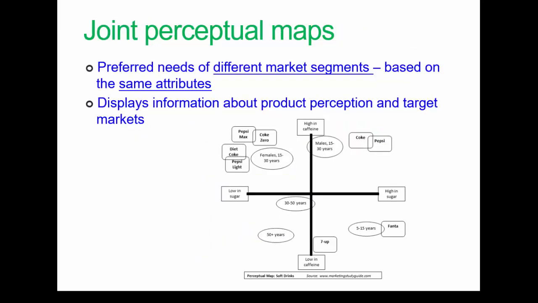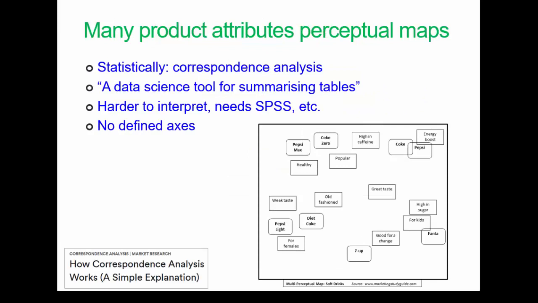The next logical iteration from a standard perceptual map is a joint perceptual map where, for example, demographic information can be added to the map. So in this case, we've got age groups and gender. It's also worth reminding ourselves that although, for example, Pepsi Max's biggest consumer group is females aged 15 to 30, they are not the only group purchasing this product. This is a much more complex perceptual map requiring quite sophisticated statistical analysis.